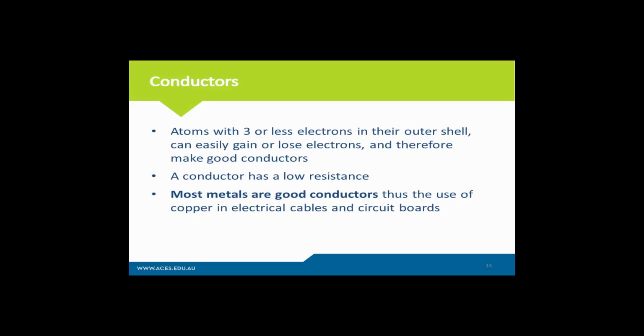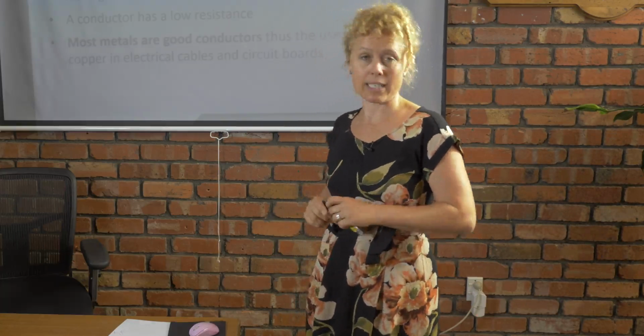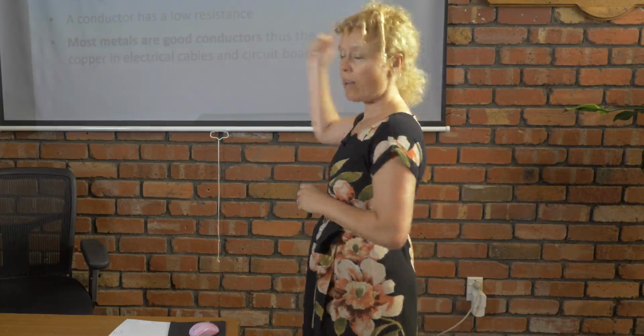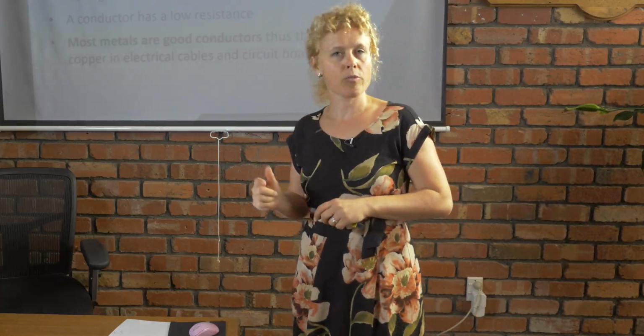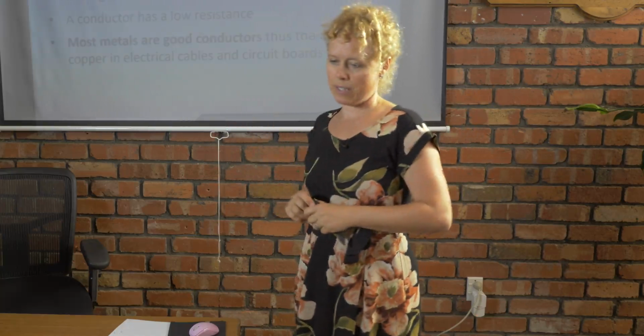Atoms with 3 or less electrons in the outer shell or outer orbit can easily gain or lose electrons, and they generally make good conductors. So if in the outer shell of an atom they've got 3 or less electrons, like copper, which only has 1, it's more likely to give it away and therefore enable the movement of electrons.